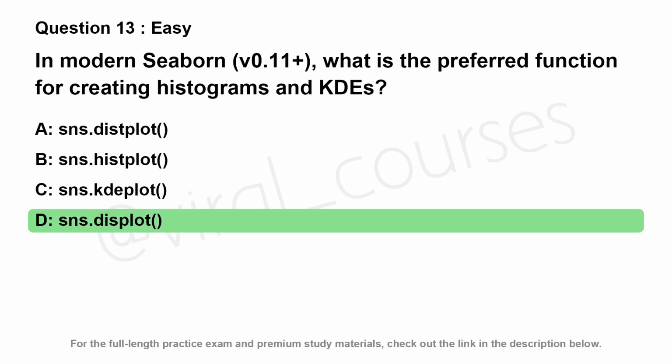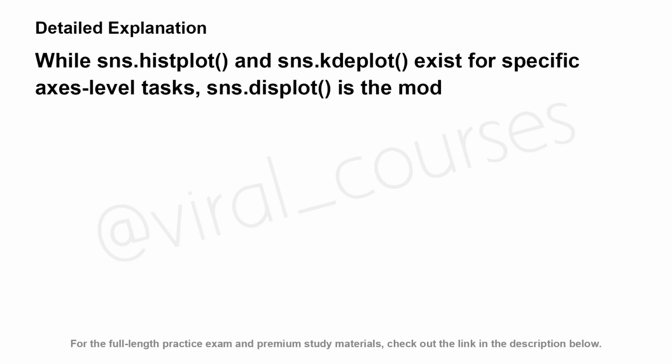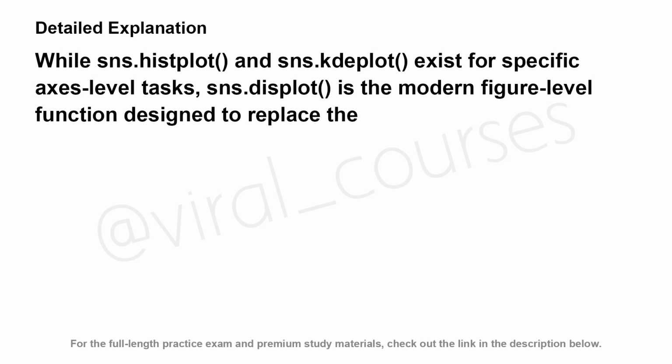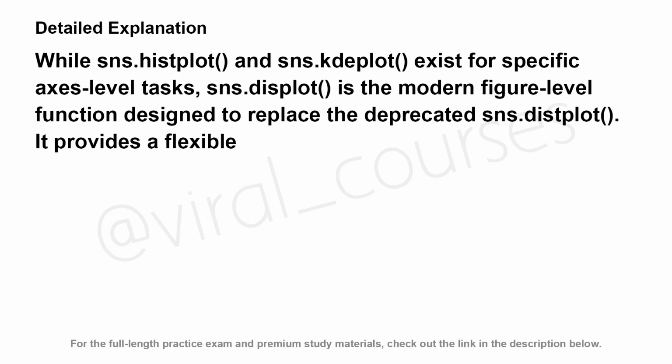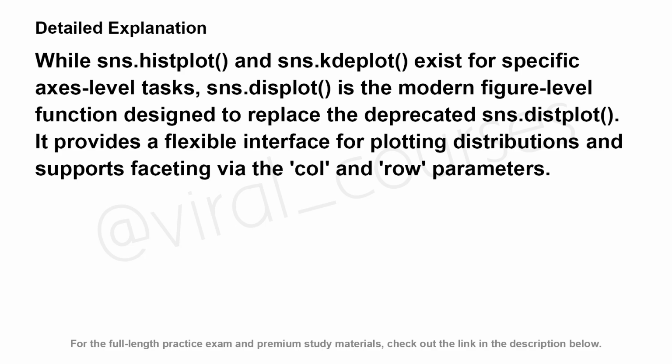The correct answer is D. While sns.histplot and sns.kdeplot exist for specific axis-level tasks, sns.displot is the modern figure-level function designed to replace the deprecated sns.distplot. It provides a flexible interface for plotting distributions and supports faceting via the col and row parameters.